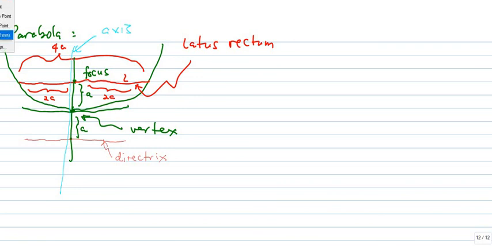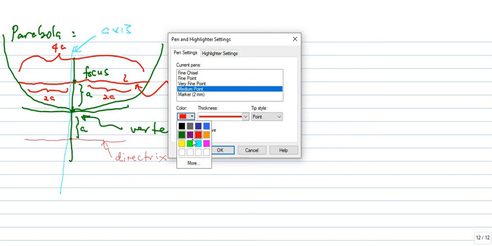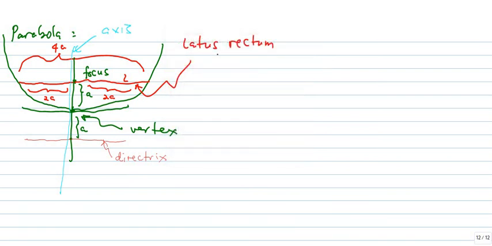Okay. Now, I will change the color of our pen to, let's say, violet. Now, take note of the different terms in a parabola. Now, if a parabola is opening upward, the parabola is at the vertex.